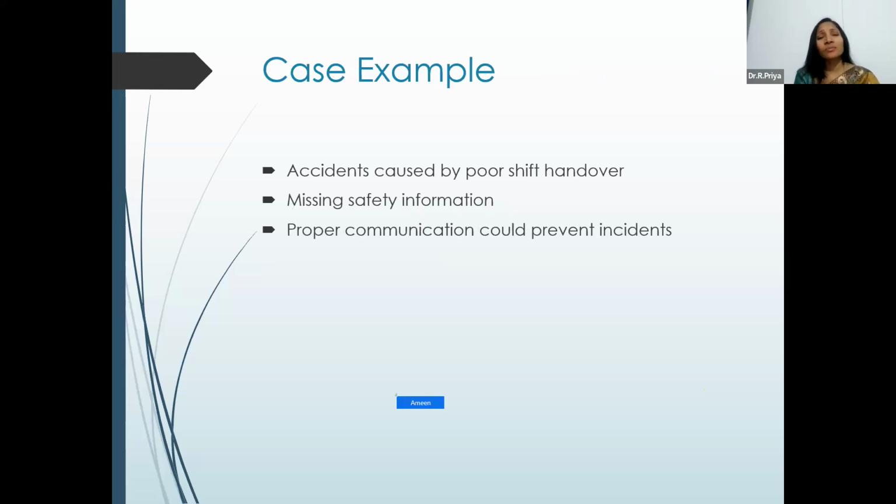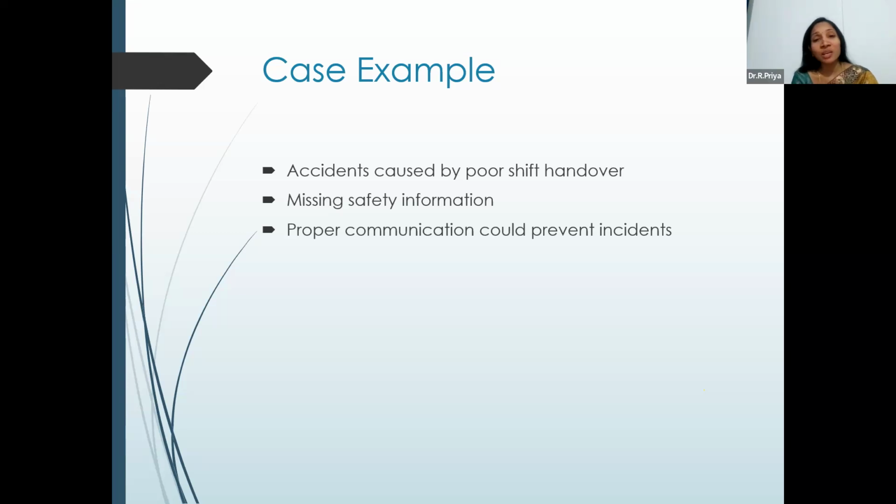Then, here I'm just giving one example for your better understanding about communications. The accident caused by poor shift handover. The shift handover is a critical time when important safety information must be passed from one team to the next. So a poor handover can result in misunderstanding, missed hazards and unsafe actions.